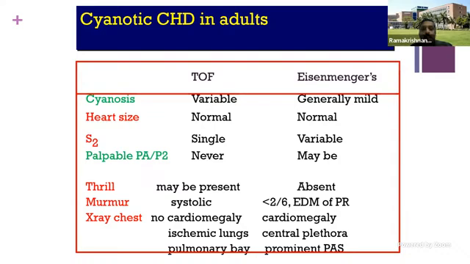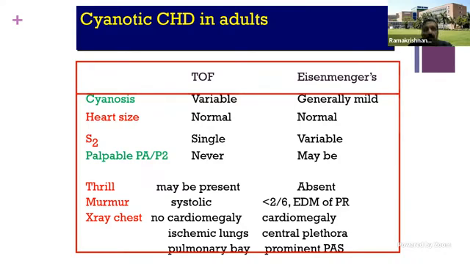And you can have an ejection systolic murmur, generally a 2/6 murmur, is what you find in Eisenmenger. You can have an EDM of PR. So X-ray will differentiate between both the things. But I think I will cover the X-ray and ECG and all in the next part.